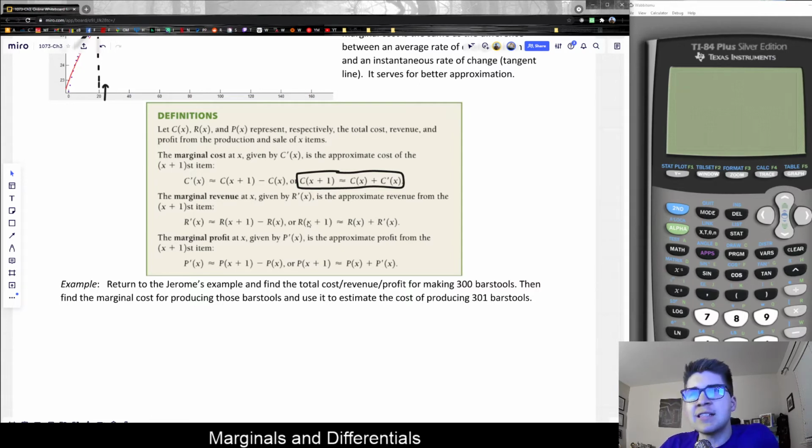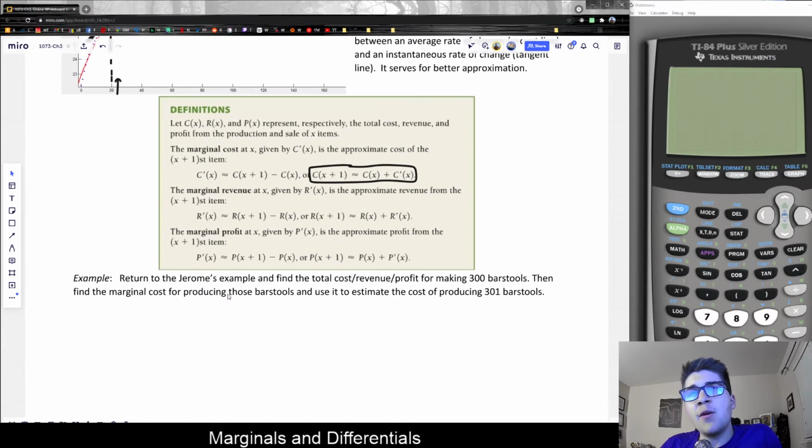So let's look at an example. Let's return to the example that we were talking about at the end of class this week. It says return to Jerome's example and find the total cost profit for making 300 furniture sets. If you remember, I changed this from bar stools to furniture sets because the answer we got was like $900, and that doesn't make sense for bar stools. It says then find the marginal cost for producing those bar stools and use it to estimate the cost of producing 301.